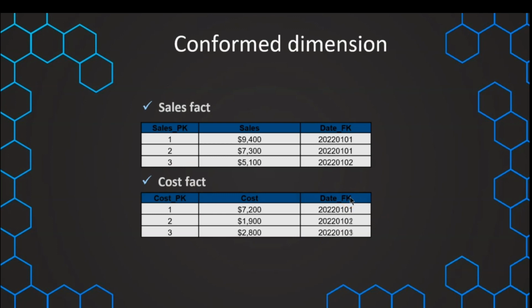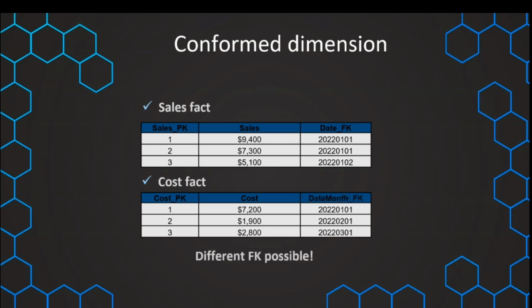And note that it is not necessary to have the same granularity. For example, in this case, the cost fact is one row per day. So every foreign key, every value here, is unique. One row is equal to one day, and this is not necessarily the case in the sales fact table. There, there can be duplicate values and a different granularity. And this makes the conformed dimension so powerful, because even though we have separate fact tables, we can still compare those values with these conformed dimensions.